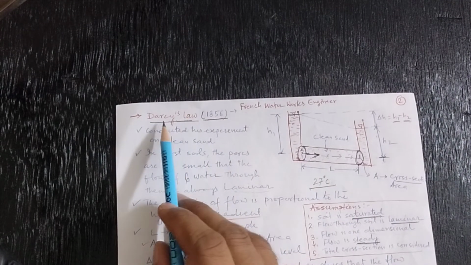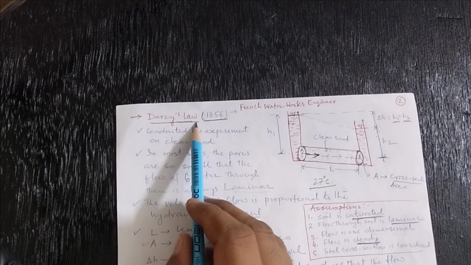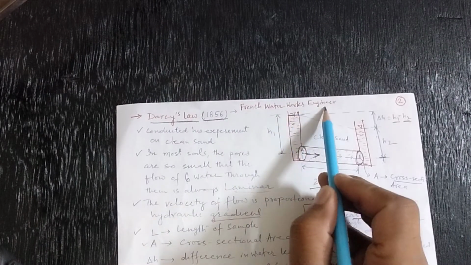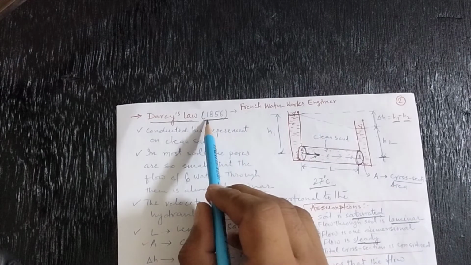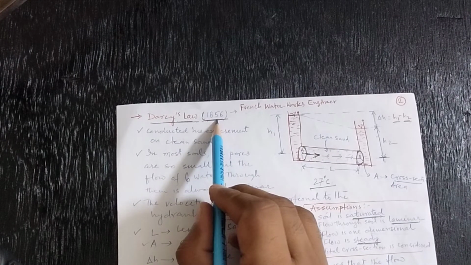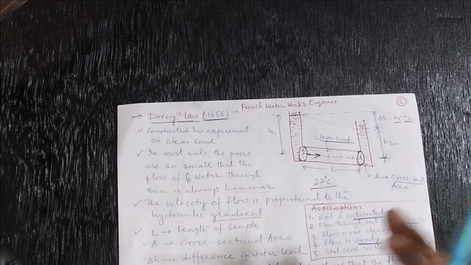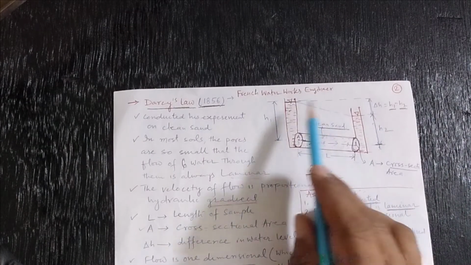In this lecture, we will discuss Darcy's law. Darcy was a French waterworks engineer. He conducted a test in 1856 on clean sand. This is the setup for Darcy's law.